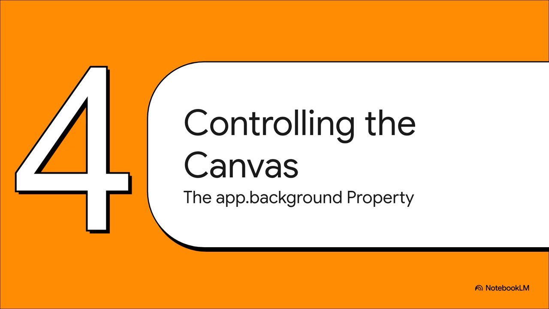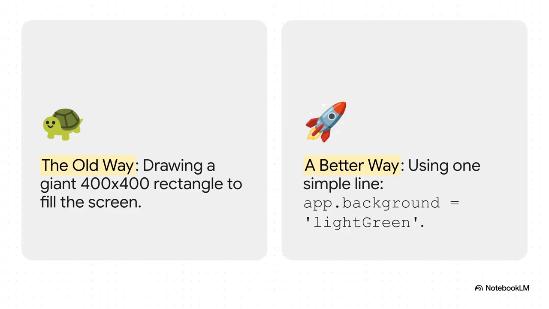It's actually a great little reminder of how your code runs one step at a time. So far, we've been controlling individual shapes, but what about the biggest shape of them all? I'm talking about the canvas, the background itself. Turns out there's a super easy property for that. Let's look at app.background. This is honestly one of my favorite little shortcuts. The old way to make a background was to draw a giant rectangle that filled the whole screen. I mean, it works, but look how clunky that code is. The new way, the better way, is just one beautiful clean line of code. app.background equals light green. So much simpler and way more direct.